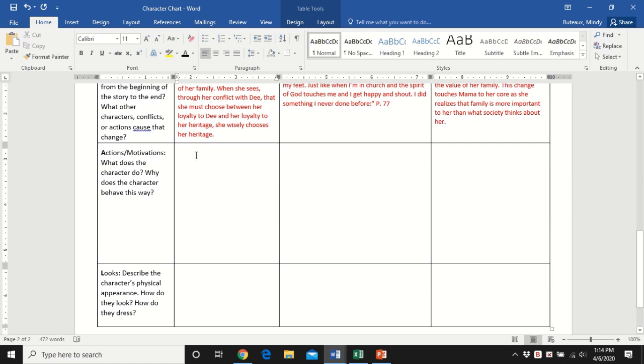All right. Let's move on to actions and motivations. What does the character do and why does the character behave this way? Well, the character takes the quilts that Dee wants and gives them to Maggie. She's never taken Maggie's side before. This is why both of them are so stunned. And Maggie just kind of gives in at first because she's not used to anybody taking her side. So let's go ahead and write that down.